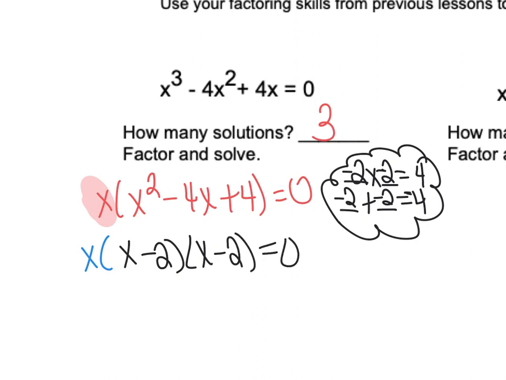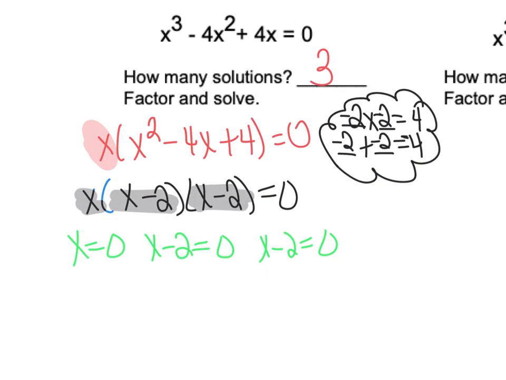Now I have 1, 2, 3 factors I need to set equal to 0. So I know that my first factor, x, equals 0. I also know that x minus 2 equals 0, or x minus 2 equals 0. And what I end up with is my 3 places, x equals 0, 2, and 2.